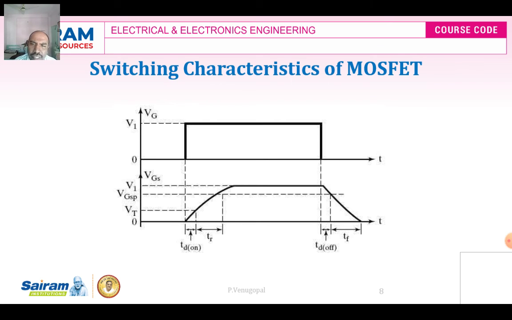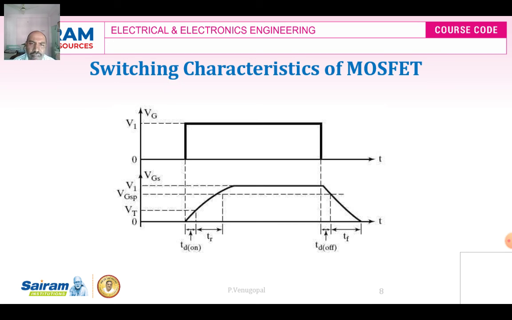After the delay time, the drain current starts flowing, and so we have the rise time. The rise time can be defined as the time required for VGS to rise from the threshold voltage to the saturated voltage, VGSP, the pinch off voltage. That time is called the rise time. The sum of the delay time on and the rise time gives the turn on time. Therefore T on is equal to TD on plus TR.